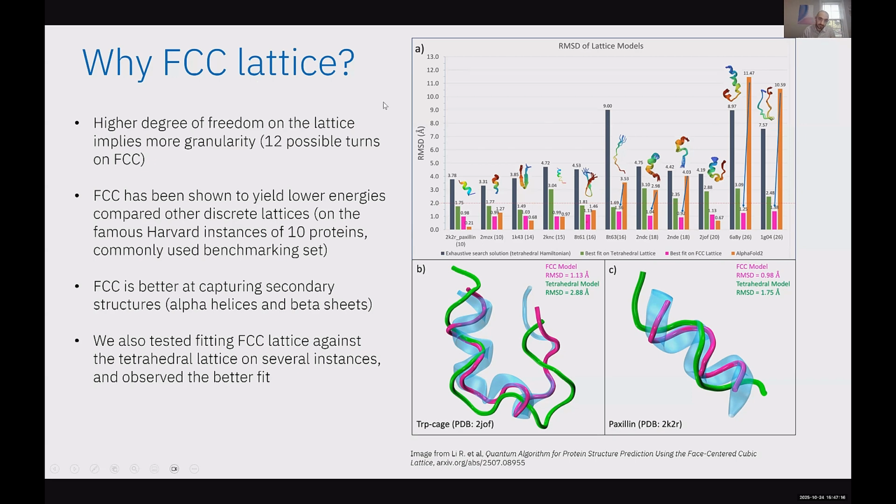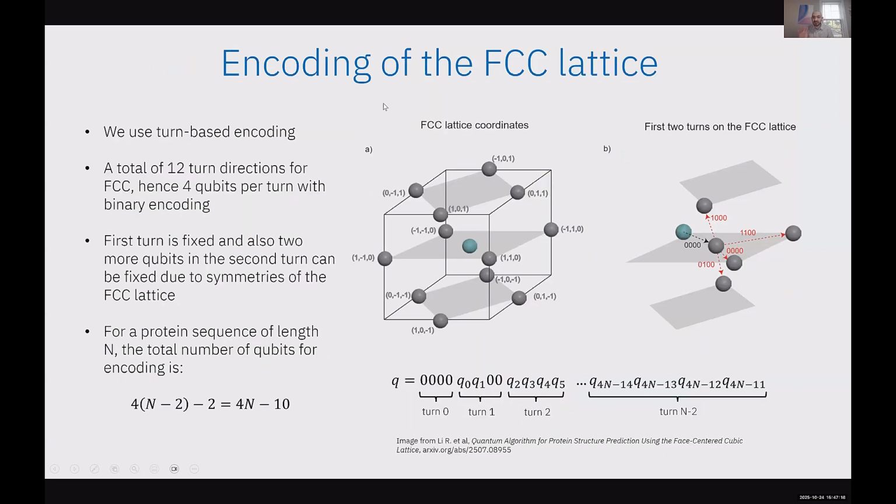Again, the next couple of slides are slightly more technical because it's on the quantum side: how we do this encoding and how we build the Hamiltonian. We ran into some issues as we were building the Hamiltonian. It turned out to be really expensive in terms of the resources needed to run this algorithm. But we follow this turn-based encoding.